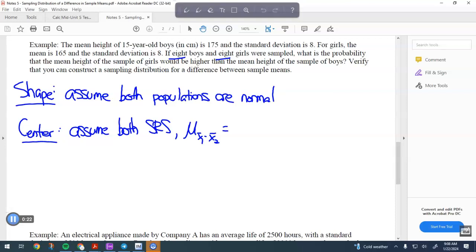I am not going to use x1 and x2. I'm going to use x_g and x_b. So the mean of x bar. Do I want to do boys minus girls or girls minus boys? I'm going to do boys minus girls because that's the order it's on there, and if I switch that, I get confused.